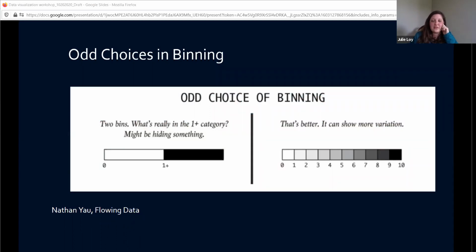Okay, so this one, definitely we want to see that variation right here on this side going from 0 to 10, and not just 0 and then 1 plus. It's just not accurate. Next slide.